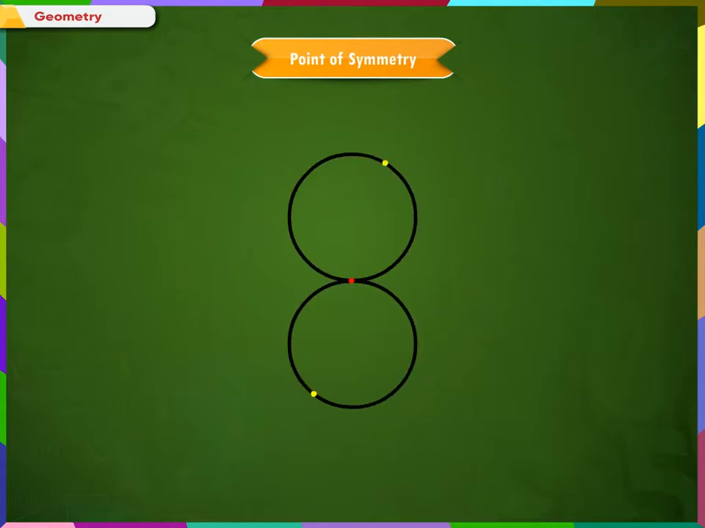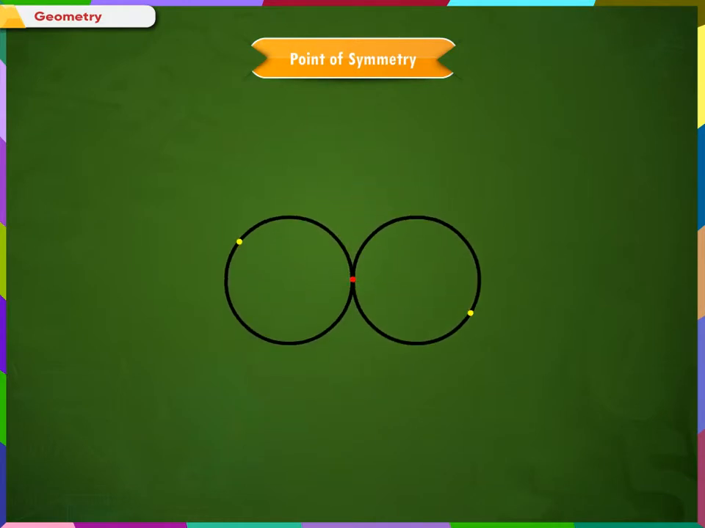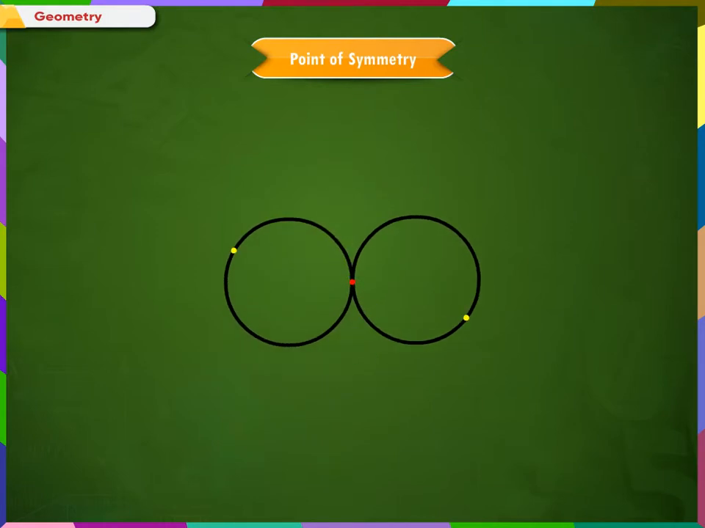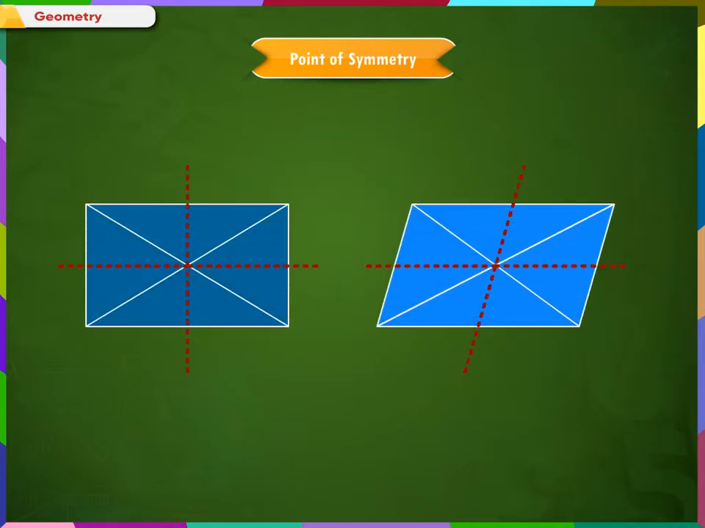Let us observe the figure on the screen with the two yellow dots as shown in figure 1. First, let us rotate it 90 degrees and we get the figure as shown in figure 2. When the same shape is rotated 180 degrees, it looks the same, or it looks the same when turned upside down. This figure has point of symmetry as shown in figure 3. English alphabets exhibiting point symmetry are shown on the screen. Some geometrical figures with point of symmetry are shown on the screen.